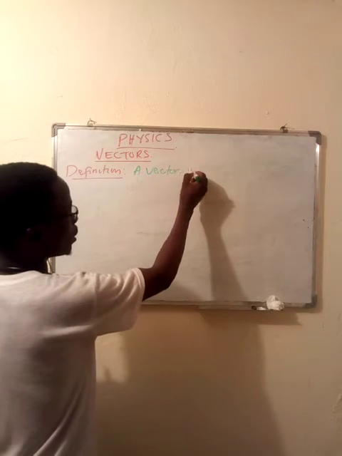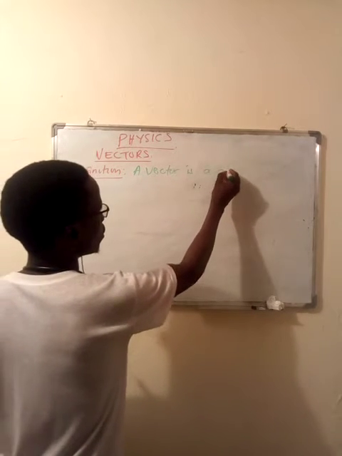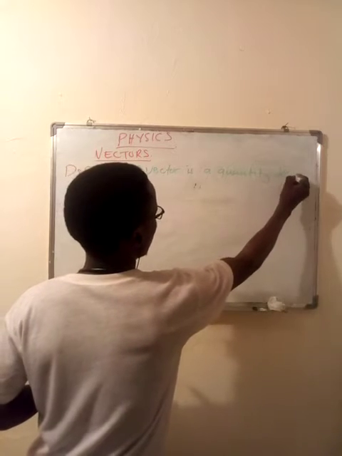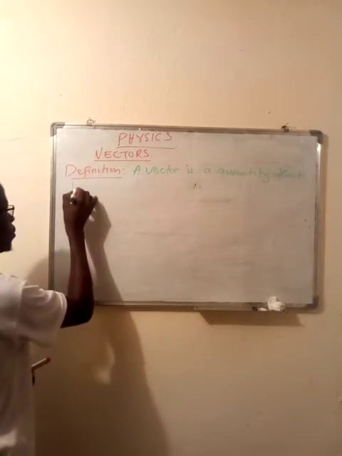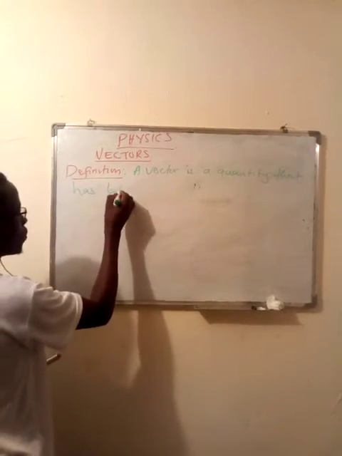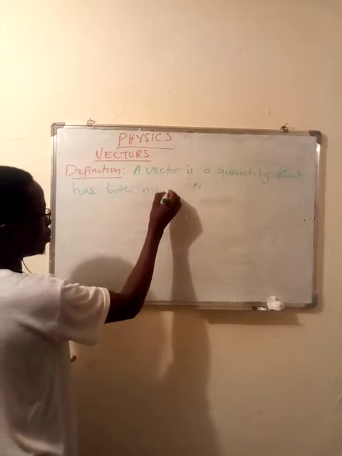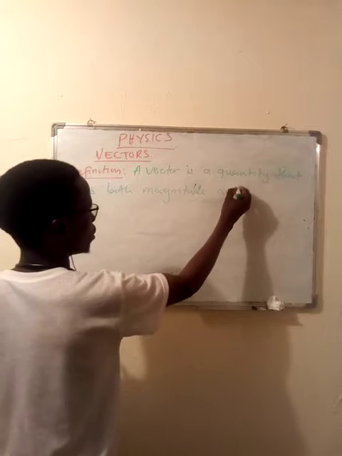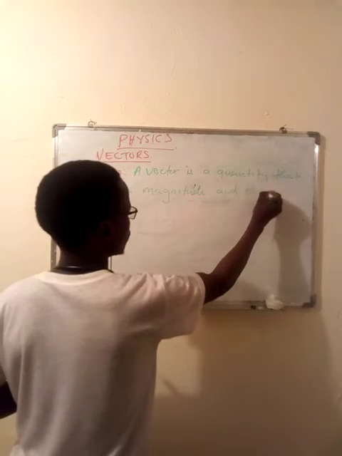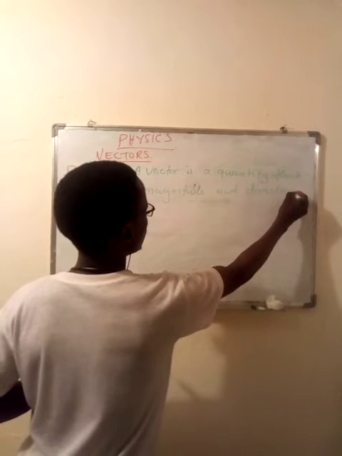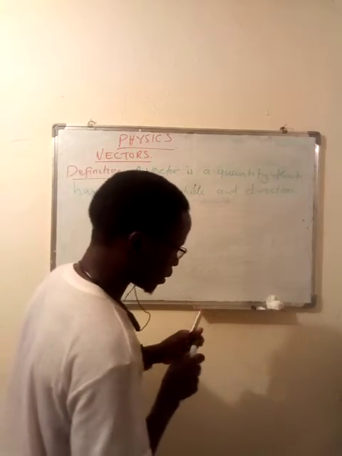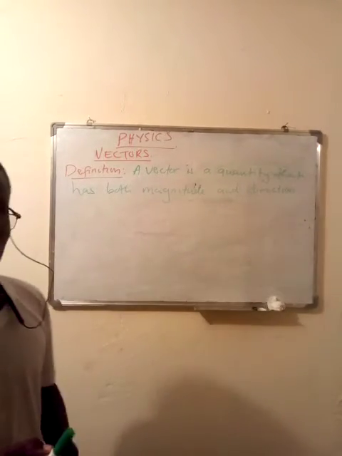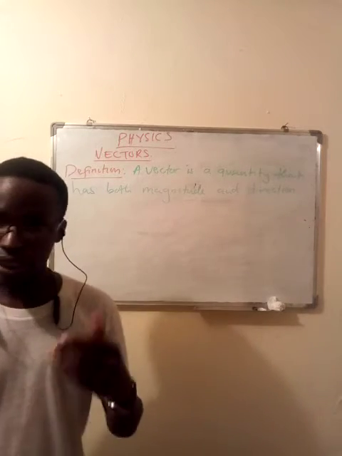a vector is any quantity that has both magnitude and direction. All right. A vector is any what? Any quantity that has both magnitude and direction.